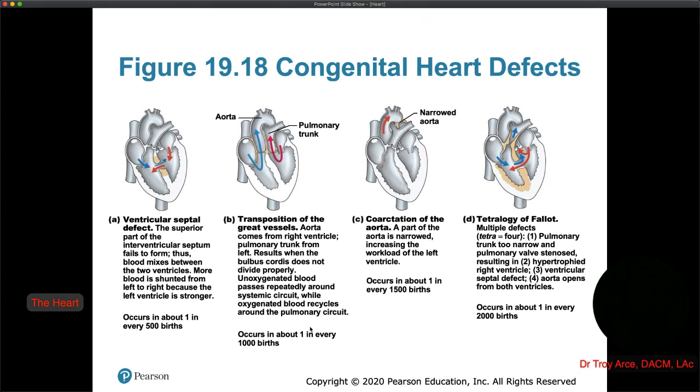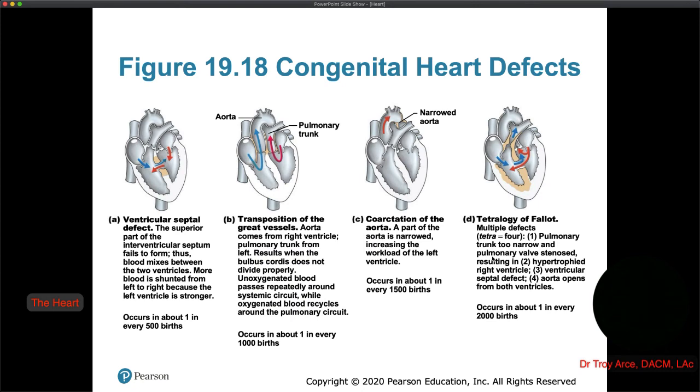Then you have your coarctation of the aorta, where a part of the aorta is narrowed, increasing the workload of the left ventricle. This occurs in about 1 in every 1,500 births. It's more common over here. It's more talked about, at least, the tetralogy of Fallot. You can have multiple defects. There are all kinds of things going on.